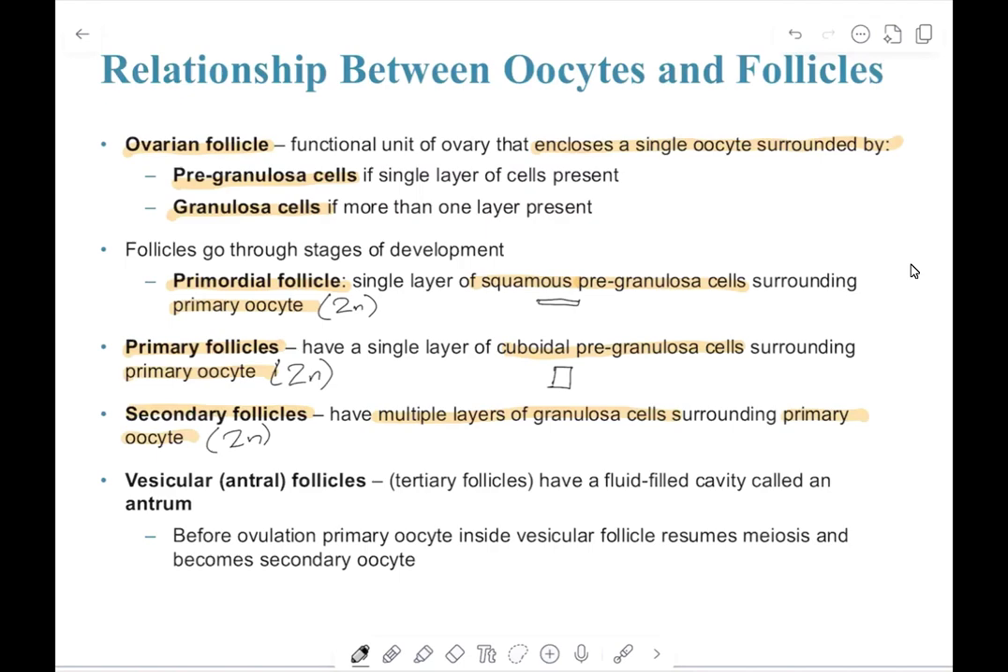Then finally, we have a vesicular or antral follicle, also called a tertiary follicle. It's called this because there's a fluid-filled cavity called an antrum. And this is what's present before ovulation. And it resumes meiosis and becomes the secondary oocyte. So remember that it was paused in prophase 1 for the primary oocyte. Then in the vesicular follicle, this is where it completes meiosis 1 to become the secondary oocyte.